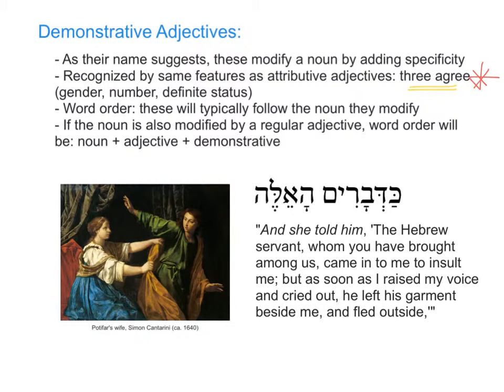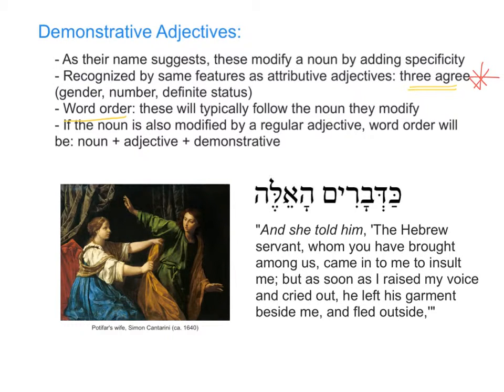We also said for our attributive adjectives that word order was going to be an important thing for helping identify some of these items. Not all the time, but it can typically be said that the demonstrative adjective, like attributive adjectives, will follow the noun that they modify. So we'll get used to seeing these adjectives after the nouns in any kind of chain.